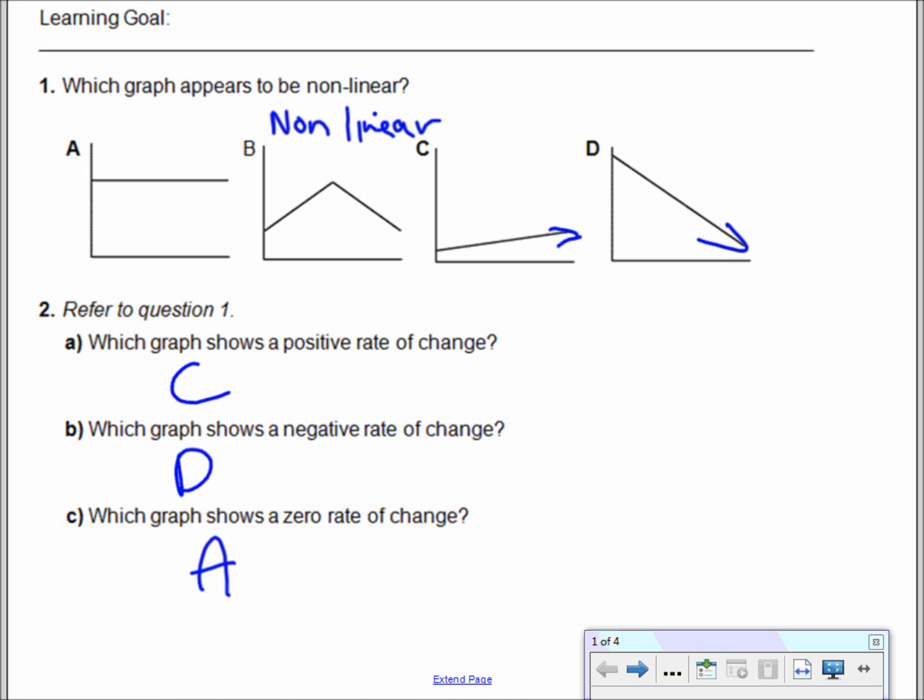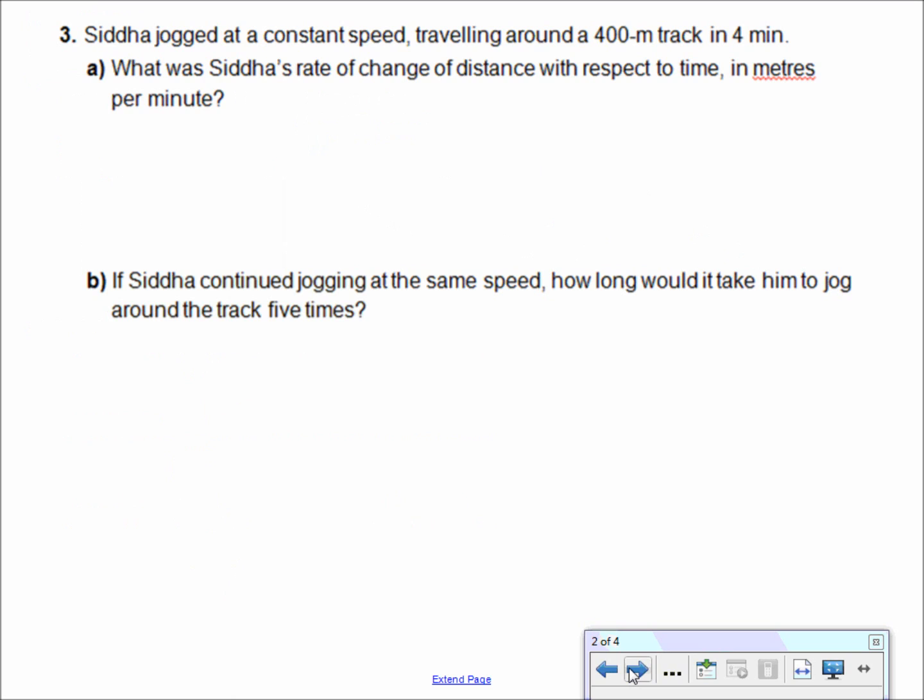Okay, so we're pretty easy here. Sida jogs at a constant speed, traveling around a 400-meter track in 4 minutes. What is Sida's rate of change of distance with respect to time in meters per minute?